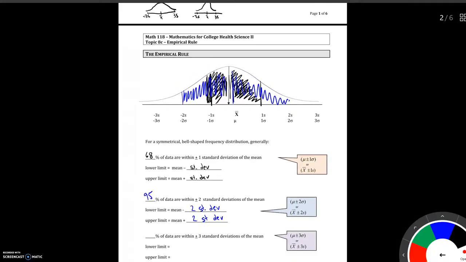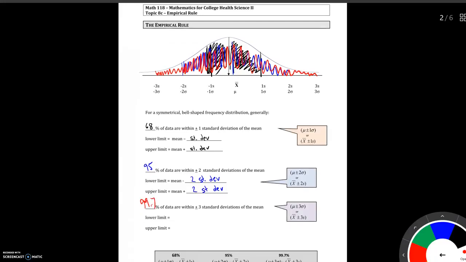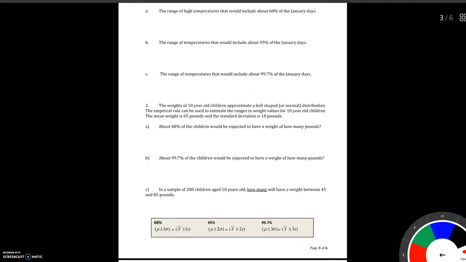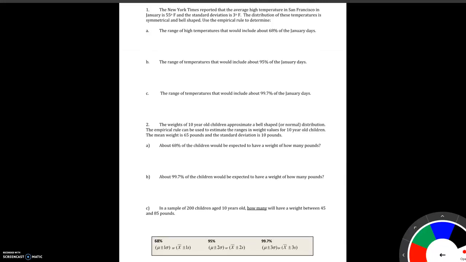Finally, our third part of the empirical rule tells us that if we move 3 standard deviations from the mean on either side, we get the middle 99.7% of the data represented. So we find the lower limit by taking the mean and subtracting 3 standard deviations, and we can find the upper limit for that range by taking the mean and adding 3 standard deviations. That rule is summarized on the following pages. You might want to put it on your formula sheets for the final test.